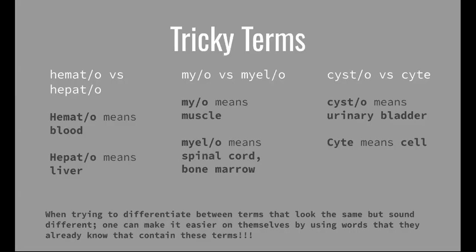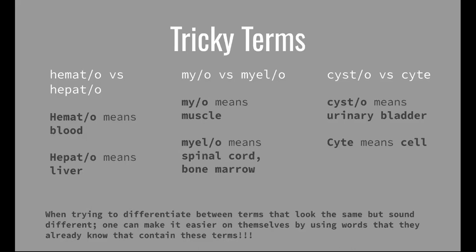Now, for the tricky terms. Tricky terms are words that look kind of the same but mean totally different things. For some examples, we have hemato versus hepato. Hemato means blood, and hepato means liver. Next, we have my or myo versus myel or myelo. Myo means muscle, and myelo means spinal cord or bone marrow. Next, we have cysto versus cyto. Cysto means urinary bladder, and cyto means cell.